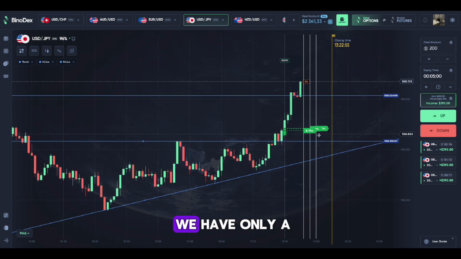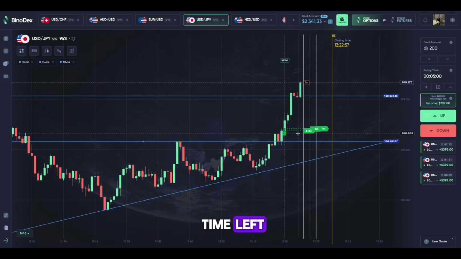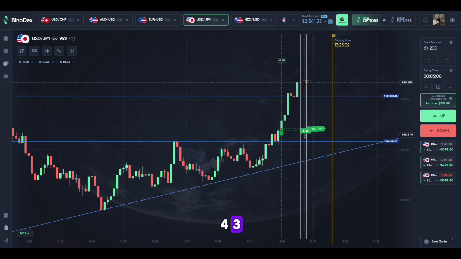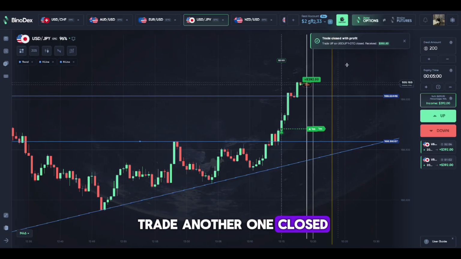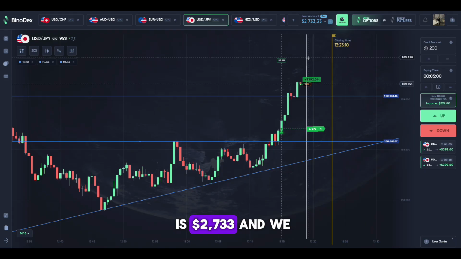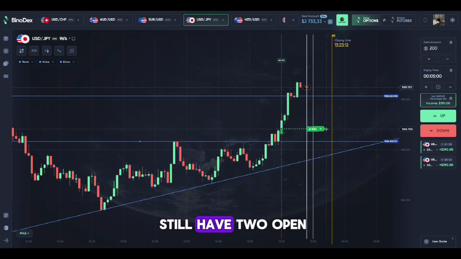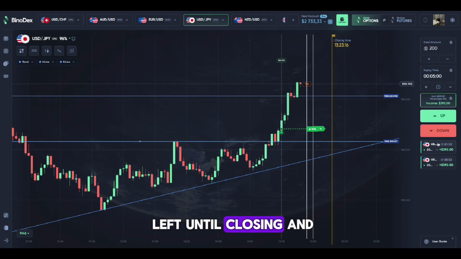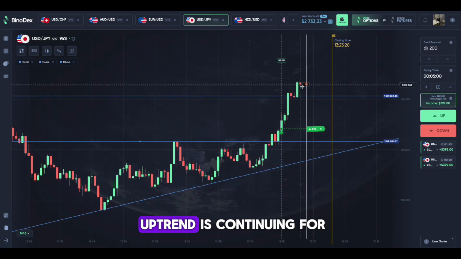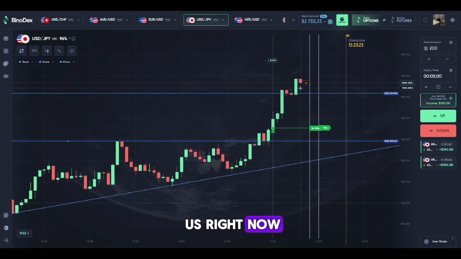What that means is we have only a very small amount of time left until our third trade closes. 6 seconds. 5, 4, 3, 2, 1. And our trade, another one, closed in profit. So the total balance is $2,733. And we still have 2 open trades left. One has 1 minute left until closing and the other 2 minutes. And the uptrend is continuing for us right now.